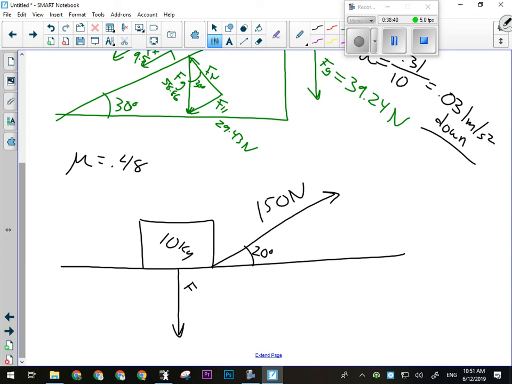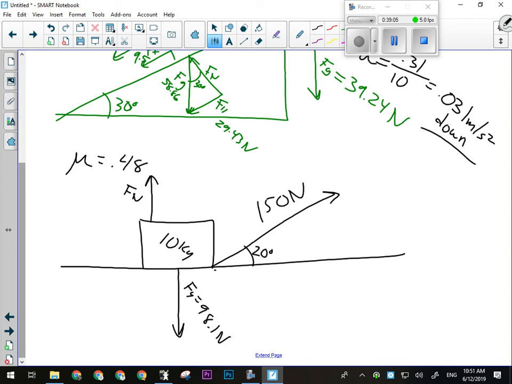Fg. Okay, and it's 98.1 newtons. Nope, won't cancel. Well, I mean, eventually, yes, the net force vertically will cancel, but the normal force does not equal the force of gravity in this situation. For what reason? Because you're lifting with the 150 Newton force.